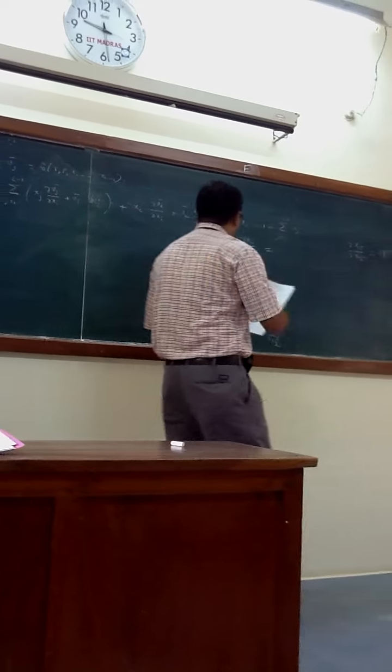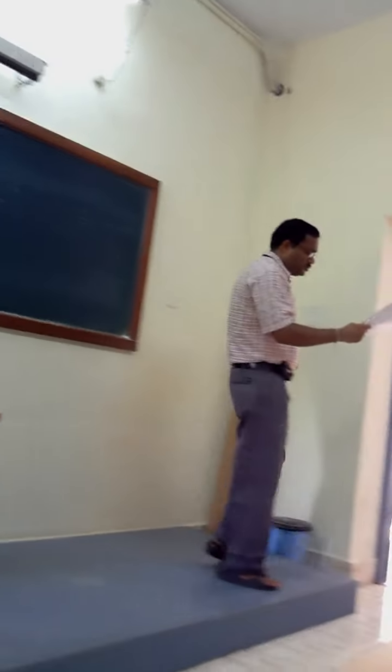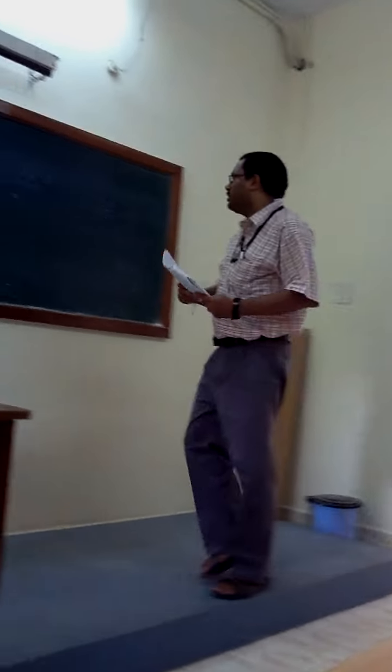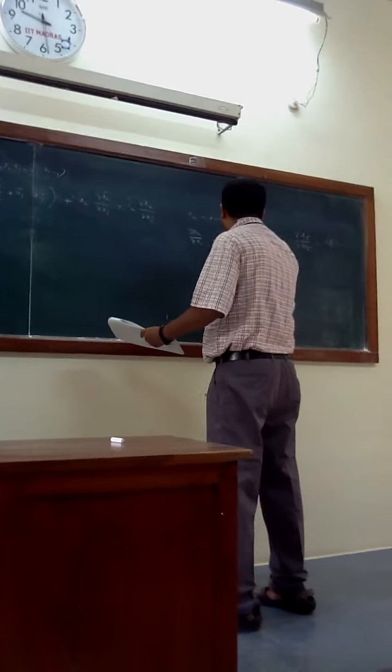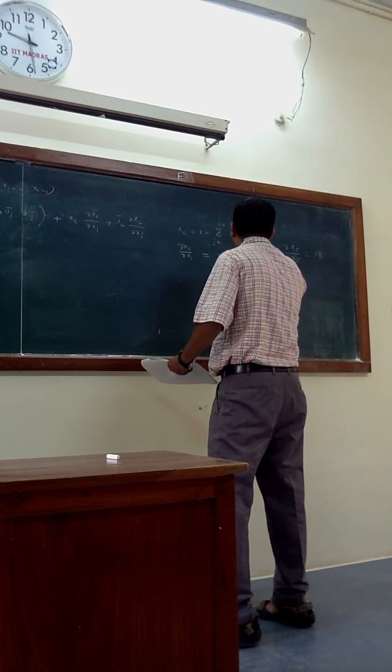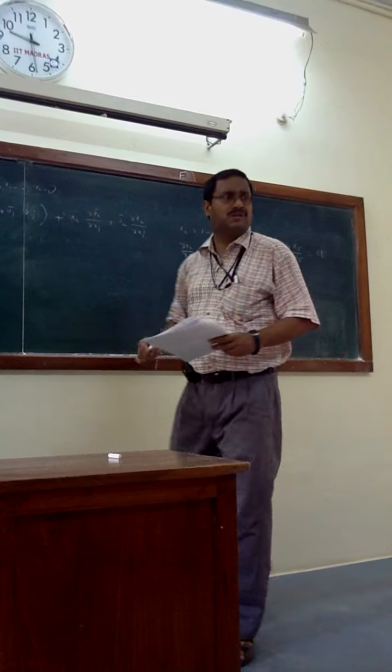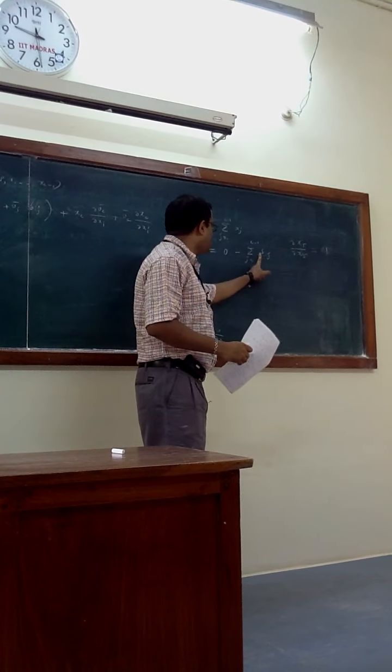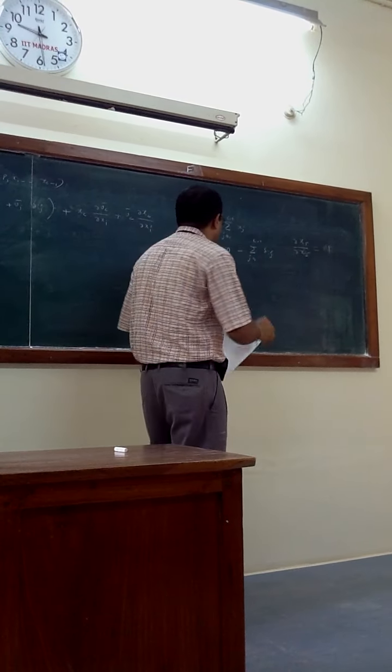And what will you get? What is the expression dou xc by dou xi? How much will you get? Dou xc by dou xi is minus 1. First term then. Second term: j equals 1 to c minus 1 of delta ij, correct? Yes, summation delta ij means the summation will go, and what will happen?